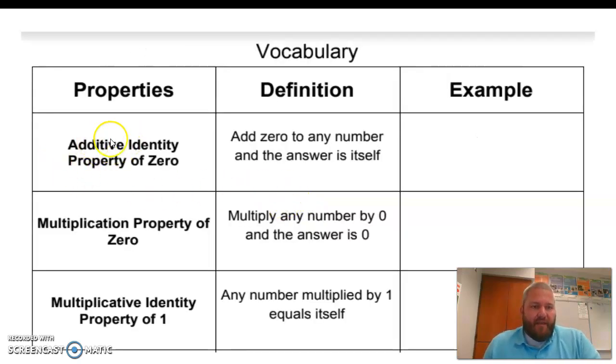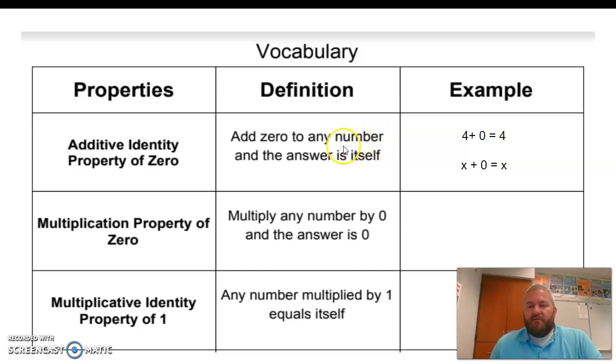You can see the additive identity property of 0. A lot of these are going to make sense as what you're going to see. The definition is: add 0 to any number and the answer is itself. Well, that's pretty much common sense, right? It's like the identity. Every person has their identity and it is not going to change by adding a 0 to it.